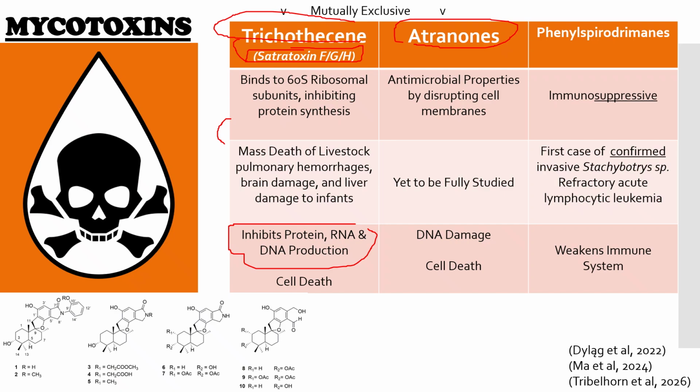And one of the coolest ones, in my opinion, is phenospirodrimanes. They are immunosuppressive, meaning that they weaken the immune system. And one of the first ever cases were not too long ago. It was an invasive species of Stachybotrys growing inside of a patient with acute leukemia, and it caused an infection. This was one of the first ever cases recorded. All the other cases have not been infectious.